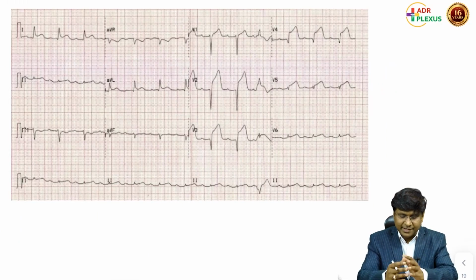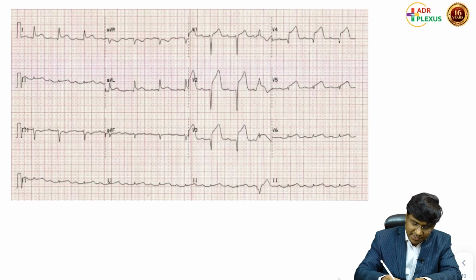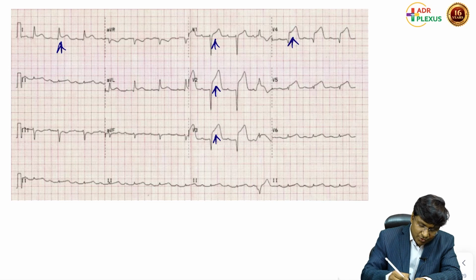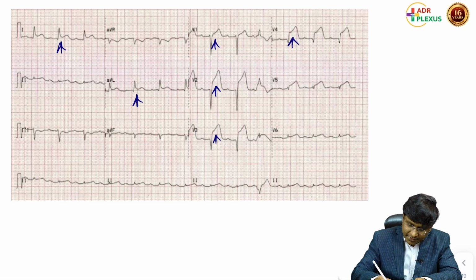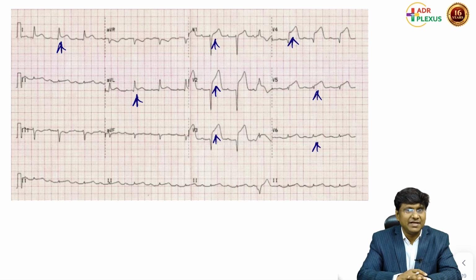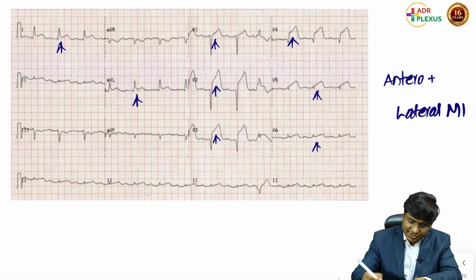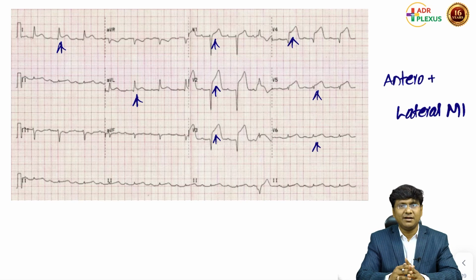The next important condition where you will have ST segment elevation is in patients with STEMI, right? So you are having ST segment elevation in V1 to V4. Along with that, you are also having ST segment elevation in 1, AVL, V5, V6. So this ECG is suggestive of the anterolateral MI, right?